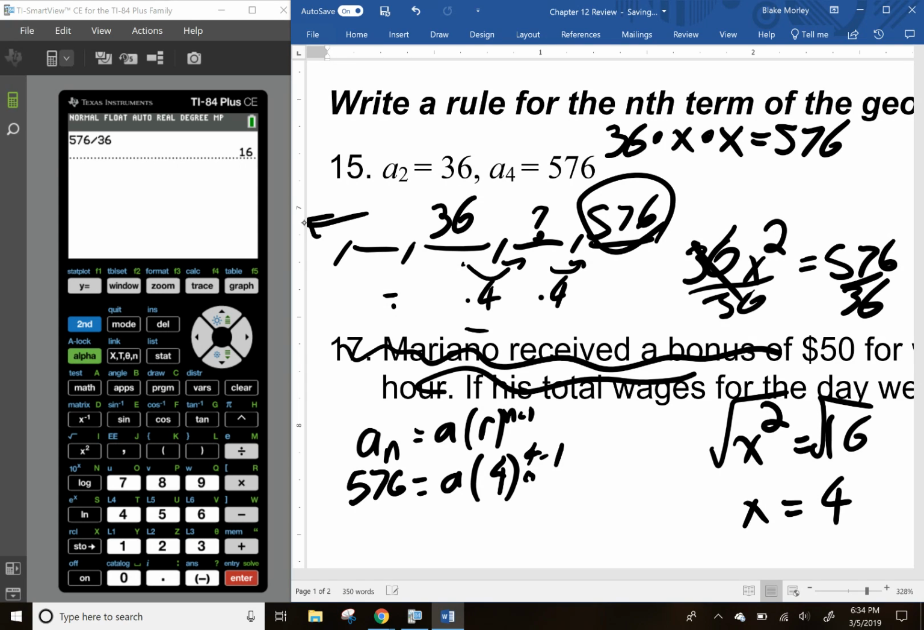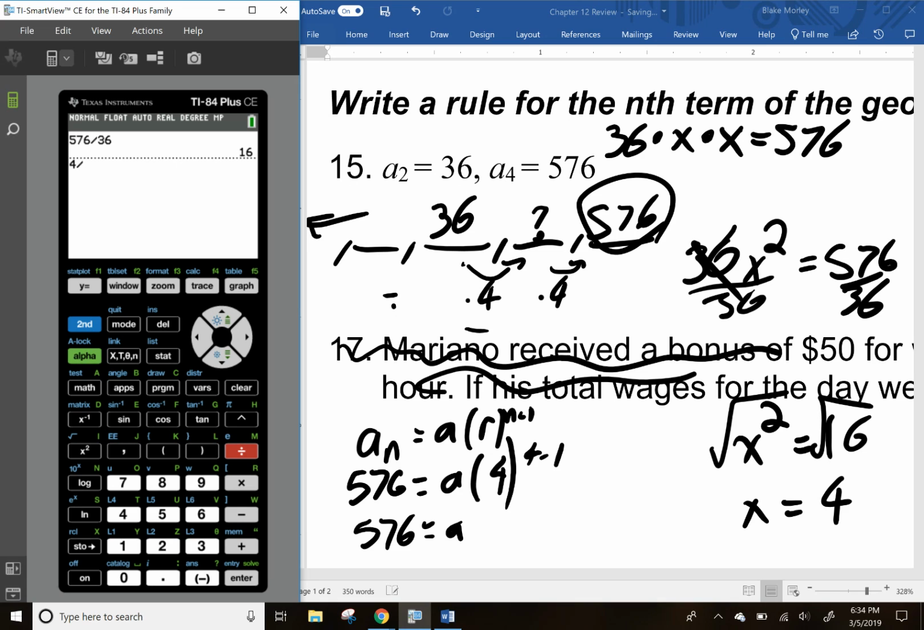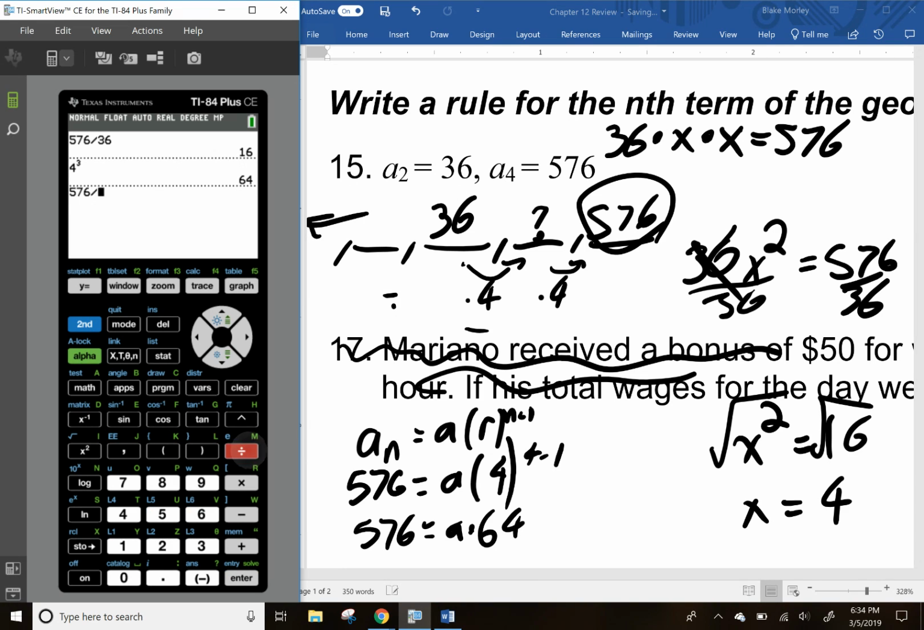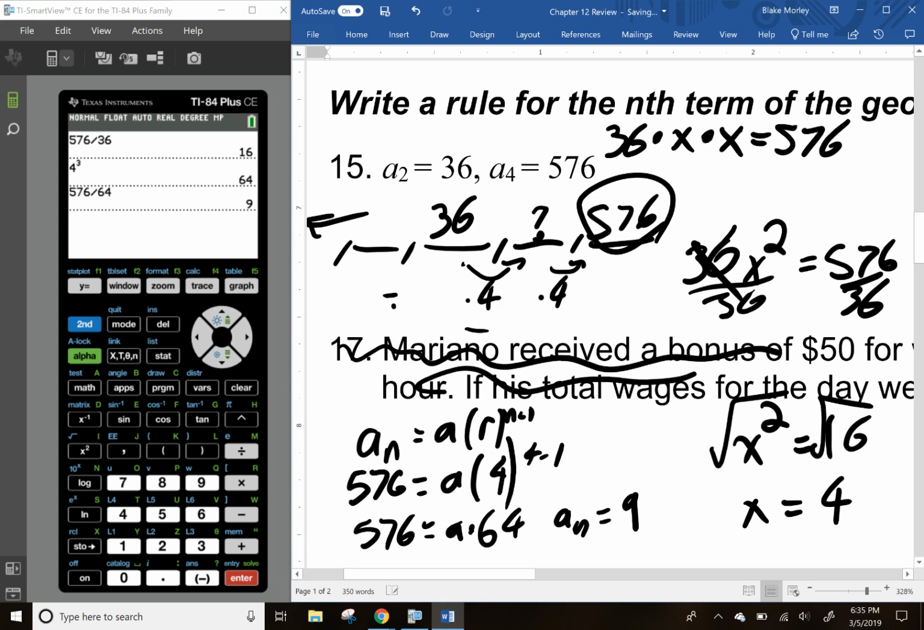I already found r. Can I erase this? It's going to bother me. Okay, there it goes. So now I can just solve this, right? I've got 576 equals a. This is 4 to the third power. And 4 to the third power is 64. So it's a times 64. So if you divide by 64, 576 divided by 64 gets you 9. So you know that the a value is 9. So once you know the a value is 9, your rule is a_n equals 9 times 4 to the n minus 1 power. We found 9 to be the first term. We found 4 to be the r value a long time ago, and we just plugged them in.